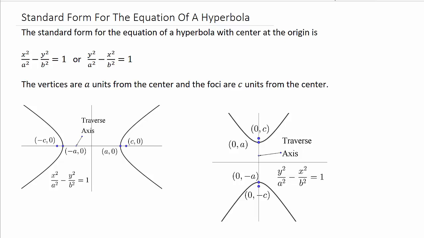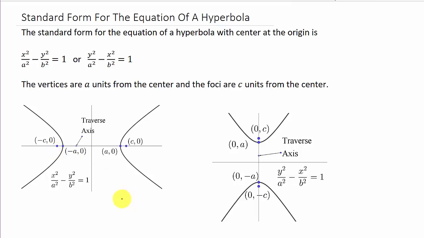It says the standard form for the equation of a hyperbola with center at the origin is x squared over a squared minus y squared over b squared equals 1, or y squared over a squared minus x squared over b squared equals 1. The vertices are a units from the center, and the foci are c units from the center. Whatever a is, whether the a is under the x term or under the y term, that's how many units the vertices are from the center.